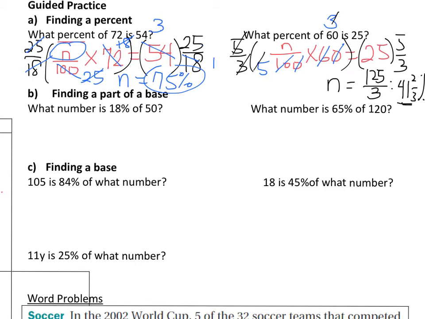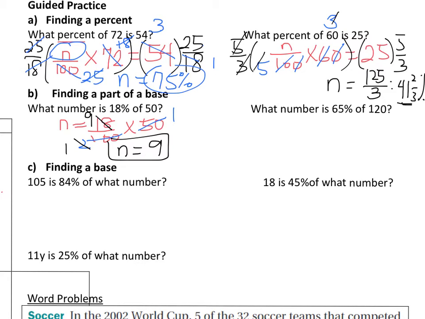Part B, finding a part of a base. The first question is, what number is 18% of 50? We can set the equation up as n equals 18 over 100 times 50. And we can simplify. Cross out 50. 150 divided by 50 is 2. And then we can keep simplifying. 18 divided by 2 is 9. So n would just be equal to 9.